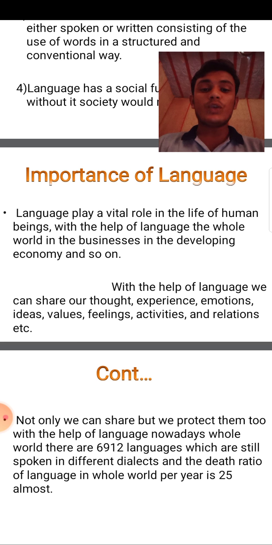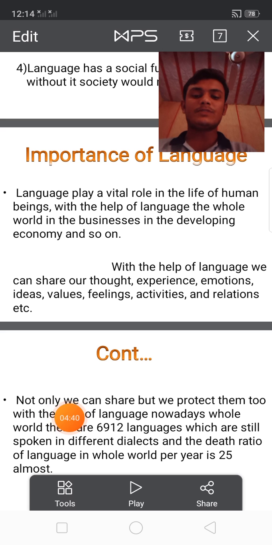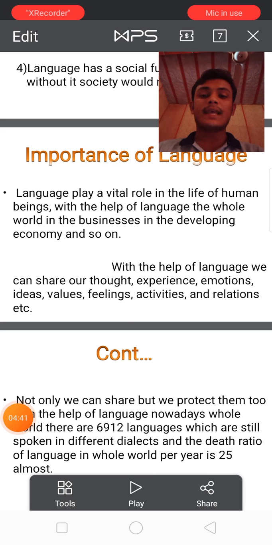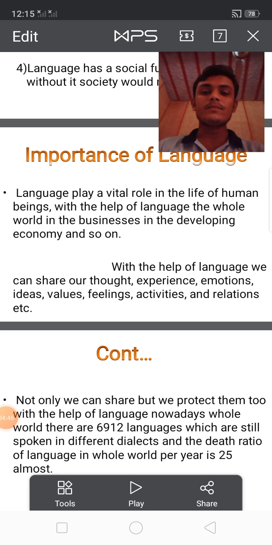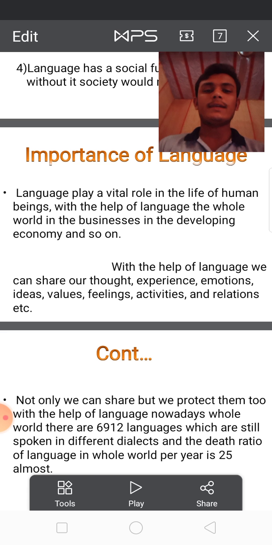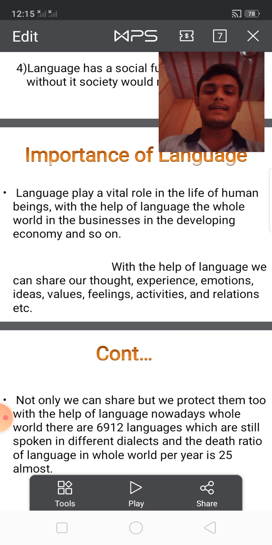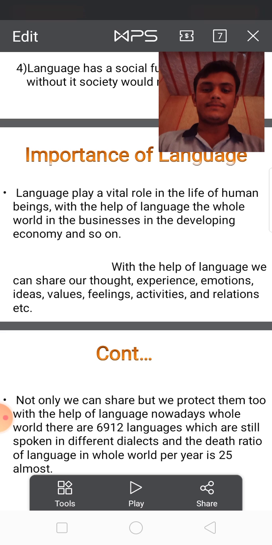Through language we can earn money. Through language we can communicate with foreigners. Through language we can communicate within our country with businessmen. So this is the importance of language. Through language we earn in a foreign country. This is the importance of language.